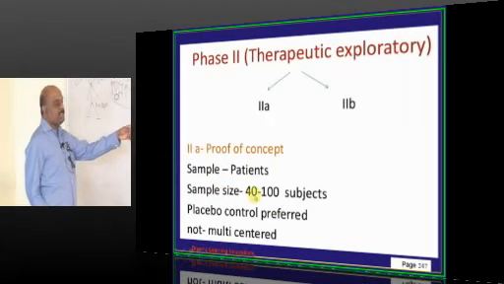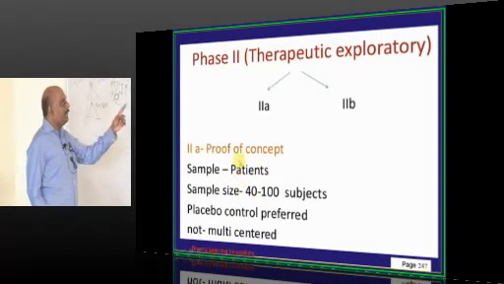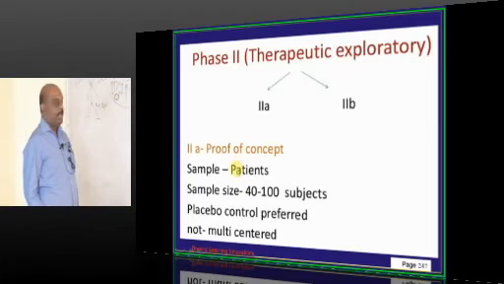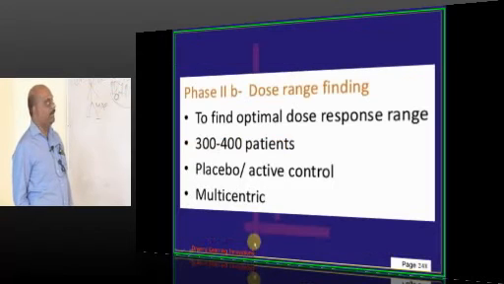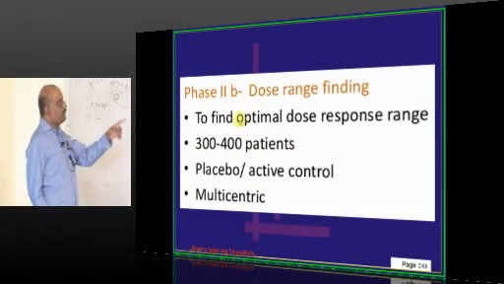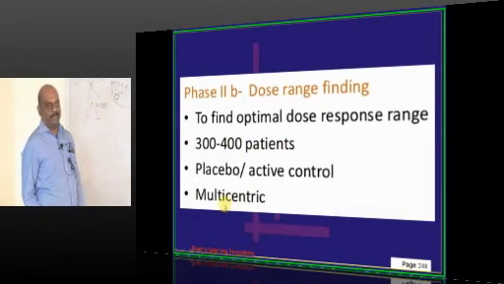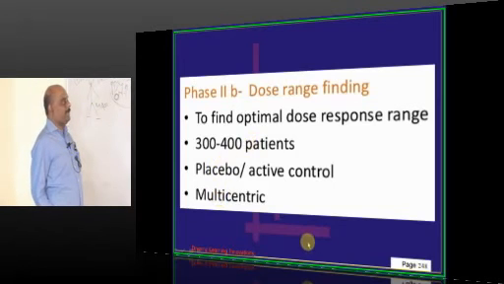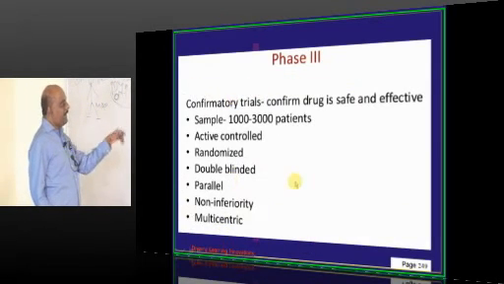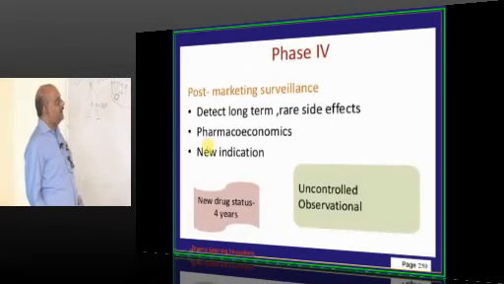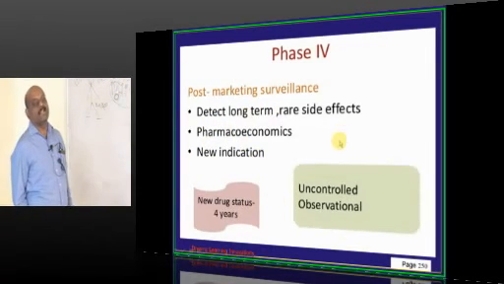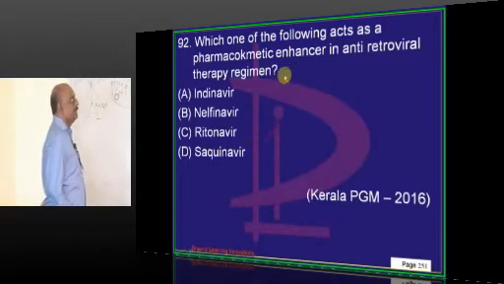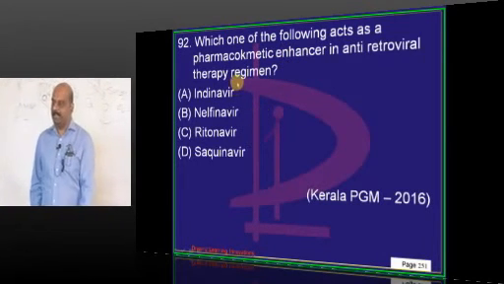Phase 2, typical sample size is 40 to 100, to get a proof of concept. A placebo-controlled trial is basically done to prove that this is an effective drug. Then phase 2B is a multicentric trial with 300 to 400 patients. Phase 3 is a randomized, double-blinded trial. Phase 4 is for post-marketing surveillance after the drug is marketed. So this is how the different phases occur.